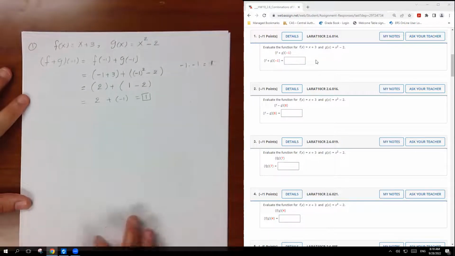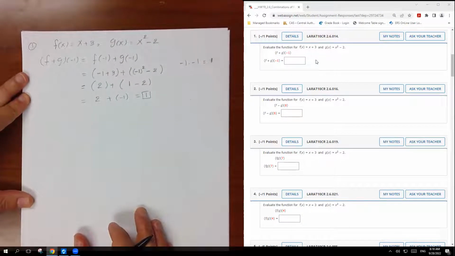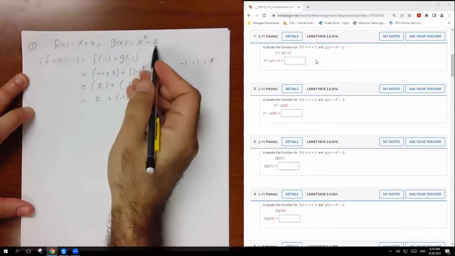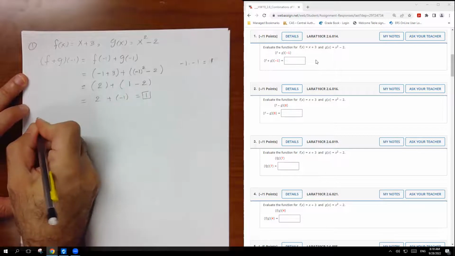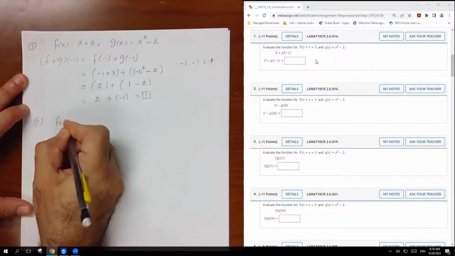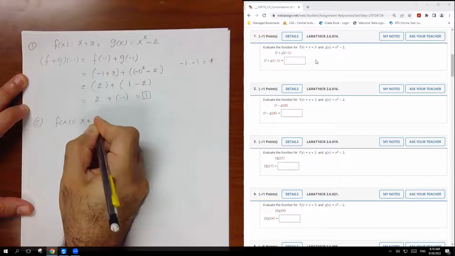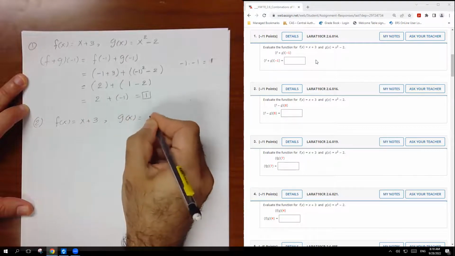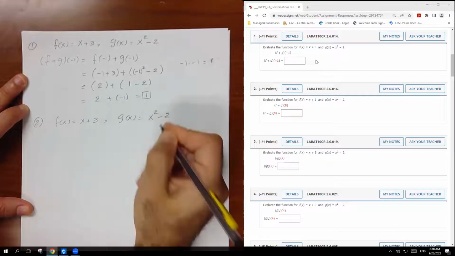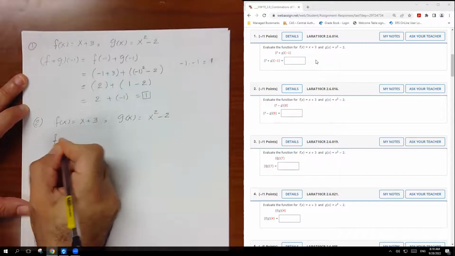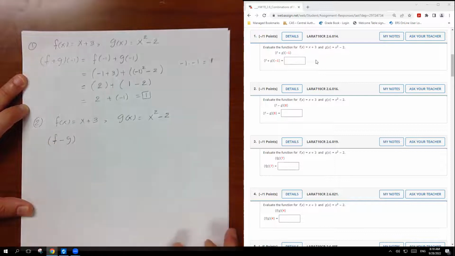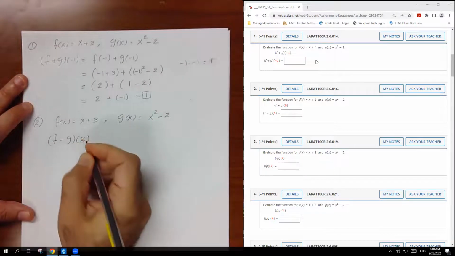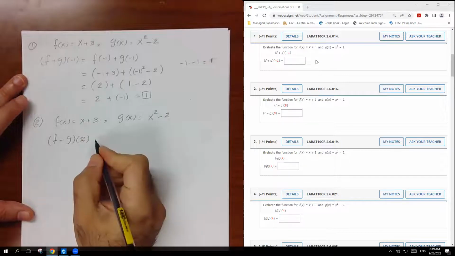Next, example 2. They ask you to find f minus g to the 8. Now the same two functions: f of x is x plus 3, and g of x is x squared minus 2. Now they ask us to find f minus g to which number? To the 8. Be careful with the minus. Check what I'm doing with the minus.